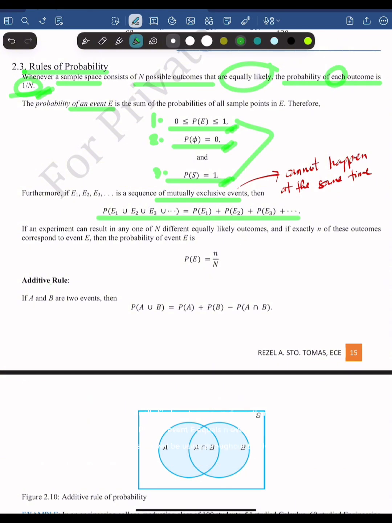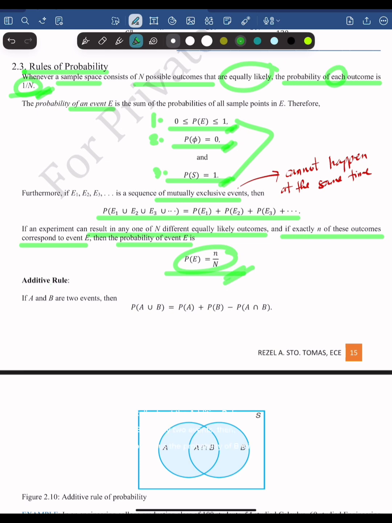Now, if an experiment can result in any one of N equally likely outcomes, and exactly n of those outcomes correspond to event E, then the probability of event E equals n over N. This is the basic formula we will be using throughout this lesson.